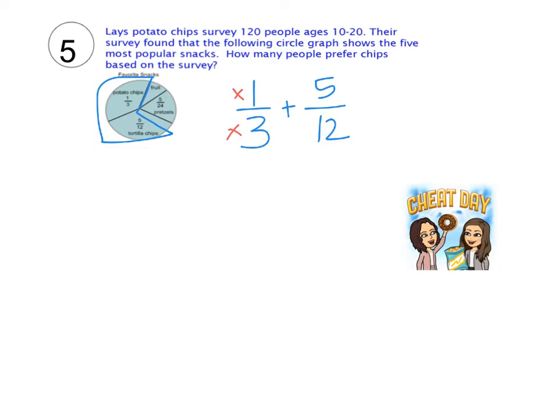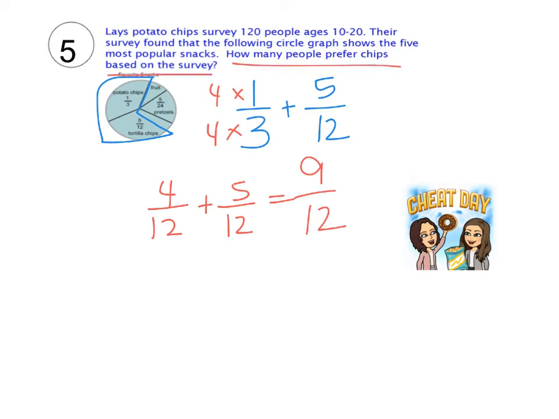We're going to multiply the first fraction by 4 so that we can get 12 as our denominator. So our first new fraction is 4/12, and we're adding that to 5/12. Just add your numerators. 4 plus 5 is 9, and our denominator stays 12. So we're trying to figure out how many people prefer chips based on this survey. We know that 9/12 preferred chips, but we have 120 people. So we could take 9/12 and multiply it by 120 to figure out how many people actually like chips.